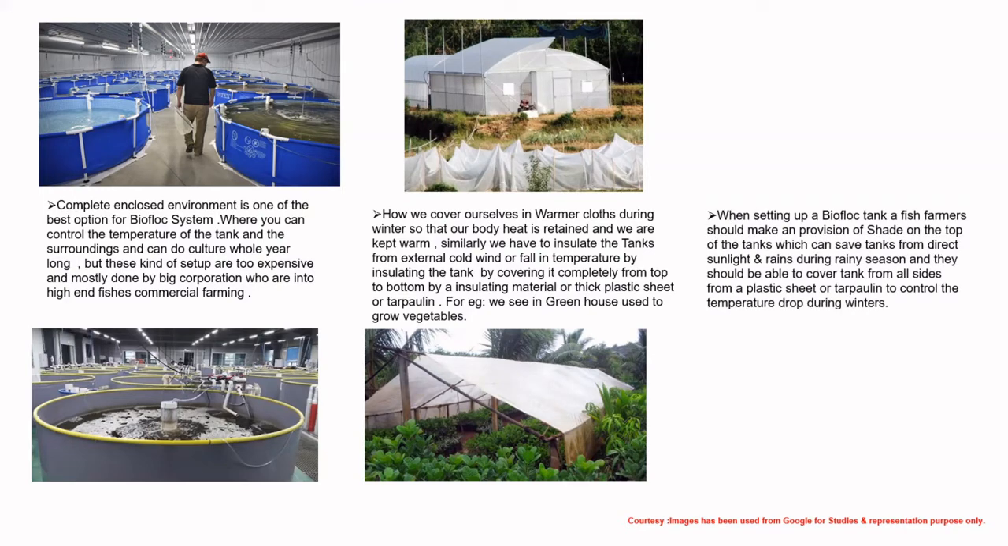Once setting up a Biofloc tank, a fish farmer should make a provision of shade on the top of the tank, which can save the tank from direct sunlight and from rains during the rainy season. They should be able to cover the tank from all sides with a plastic sheet or tarpaulin to control the temperature during the winters.